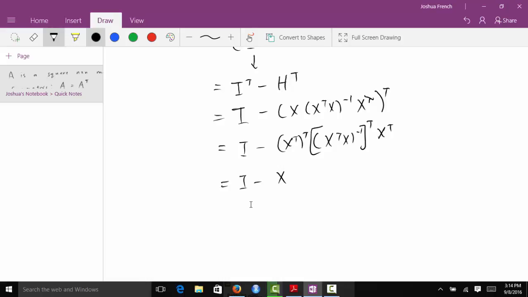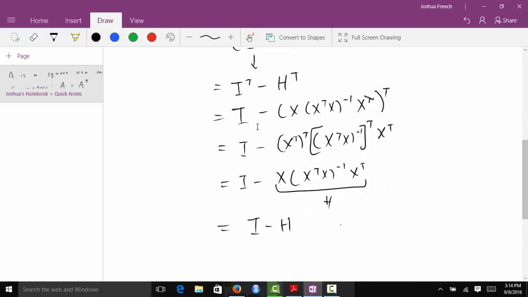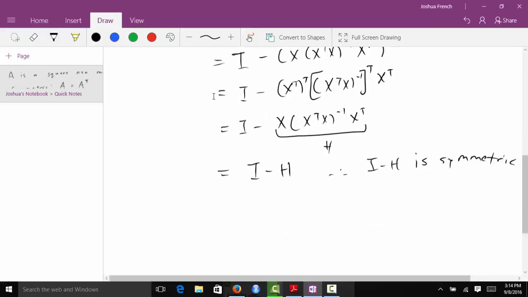And the transpose of a transpose is the matrix itself, so we get I minus X. And inverse matrices are symmetric, so that means that we must get X transpose X inverse, and then we're left with X transpose. But this is H. So we get I minus H. But we started off with I minus H transpose. So therefore, I minus H is symmetric. So we've shown the symmetry aspect of this problem.